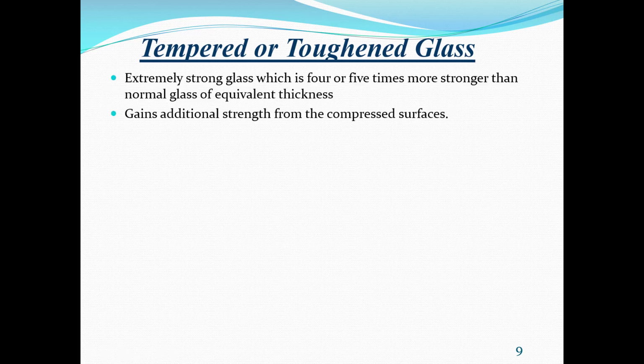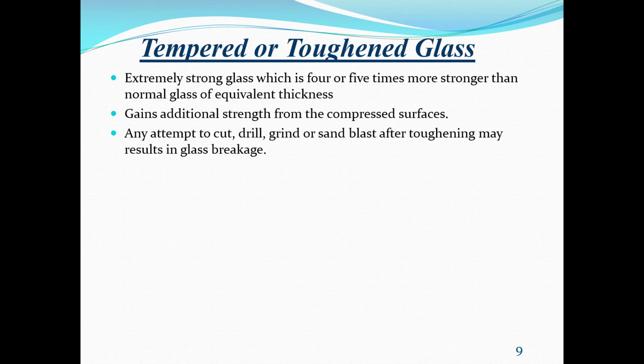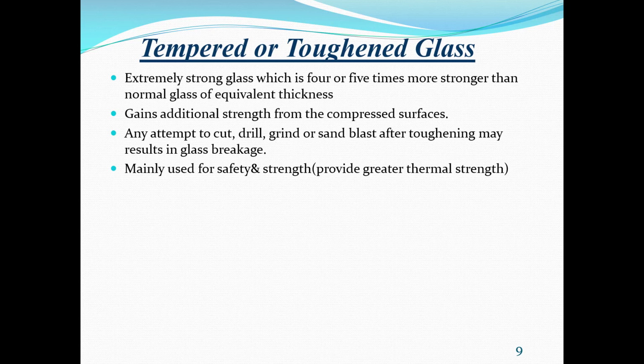Next one is the tempered or toughened glass. It is extremely strong glass, which is 4 or 5 times stronger than normal glass, and it gets additional strength from the compressed surfaces. Any attempt to cut, drill, grind, or sandblast, which is the application of sand at high pressure, to the glass results in glass breakage. It is mainly used for safety and strength.